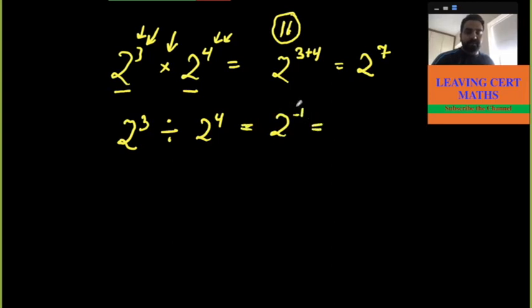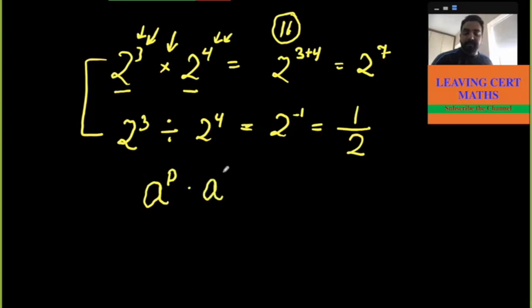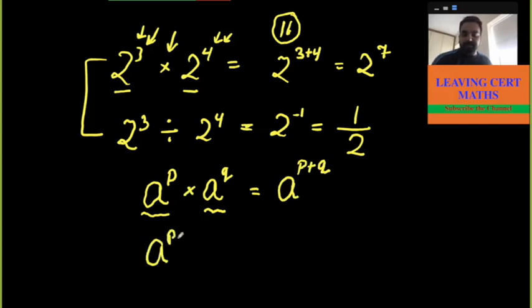And do you know that 2 to the power -1 can also be written as 1 over 2? Okay, now these are the two formulas, so I'm going to write them. The formula is: if you have a to the power p multiplied by a to the power q, the thing you can observe is the base is the same. So you have to add up the powers if the base is the same and they are in multiplication.